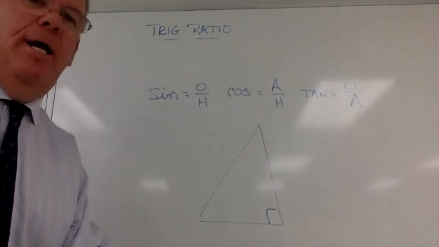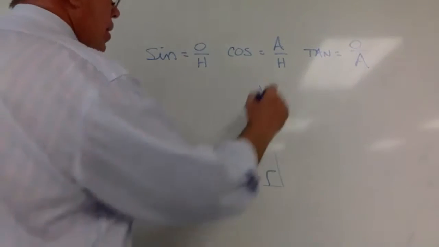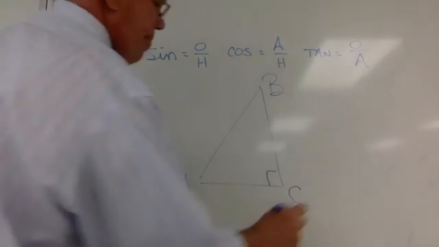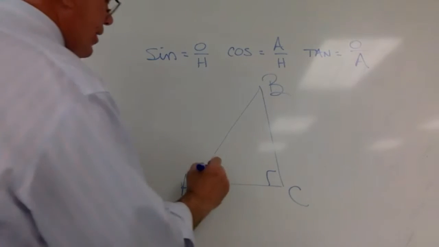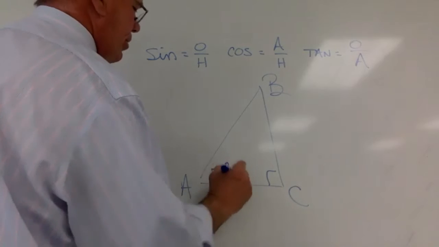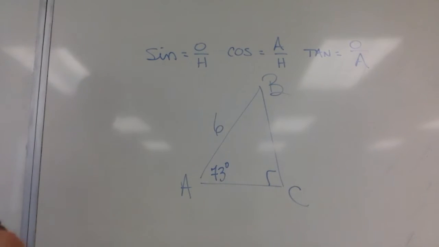Right? Can you guys see that? Yeah. All right, so here's what they give me, and here's what I know about this triangle. This is 73 degrees, and this is 6.